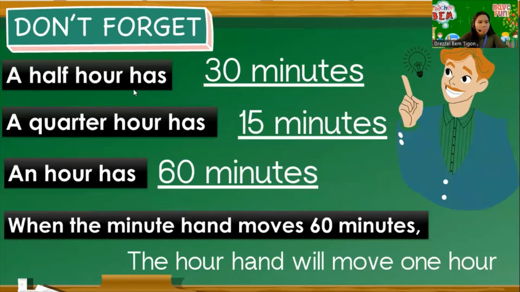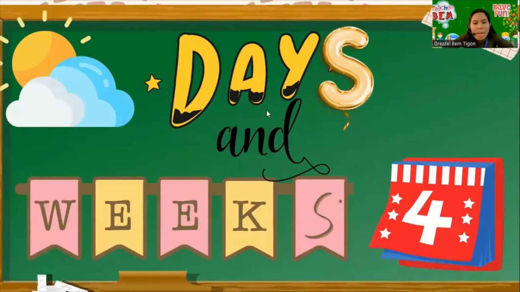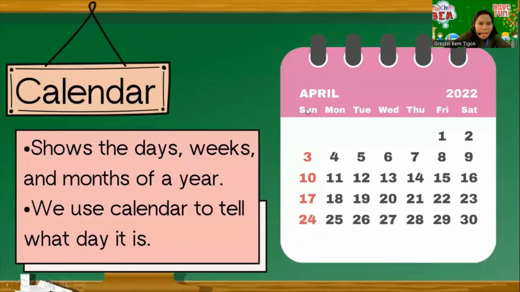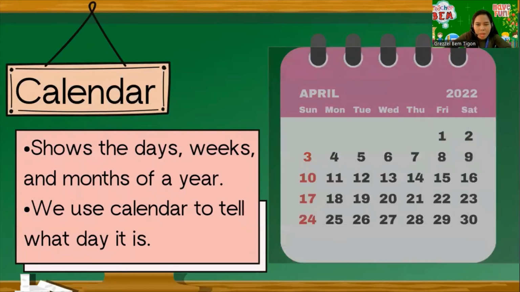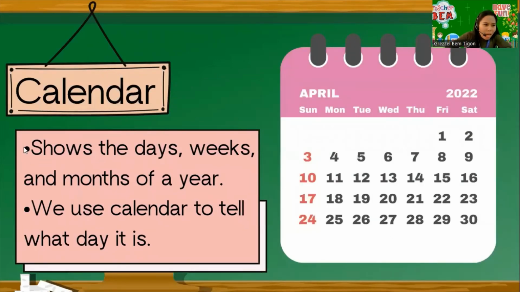So the next one here is days and weeks. When we say days and weeks, how many days are in a week? There are 7 days. So this is what we call a calendar. A calendar shows the days, weeks, and months of the year. We use a calendar to tell what day it is.